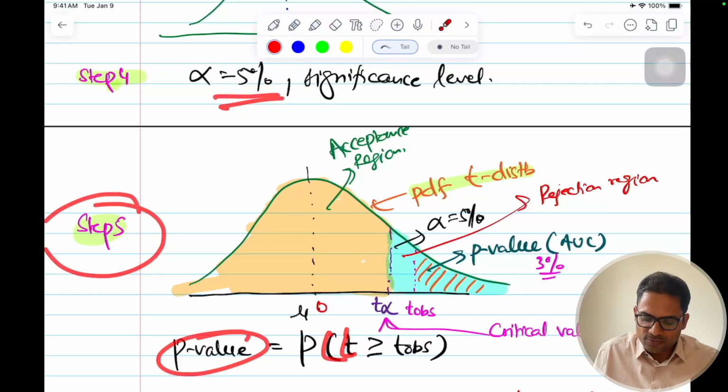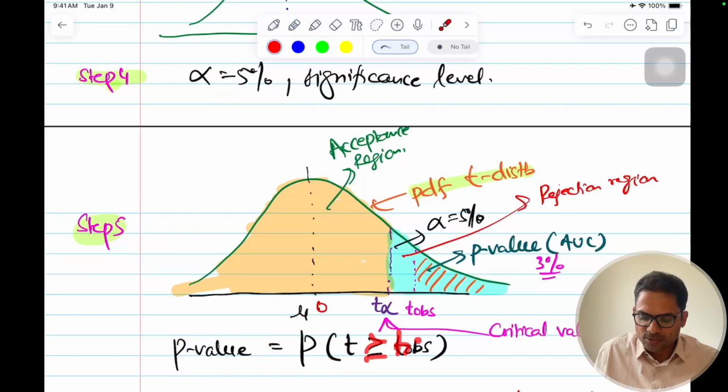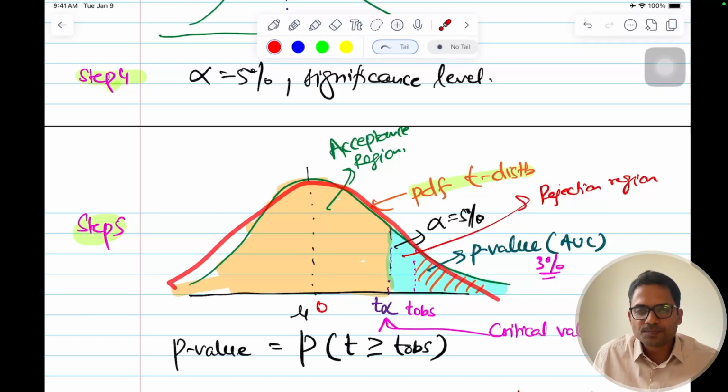P-value is the probability of seeing any test statistic that is greater than or equal to t observed. So here, this is my t observed, and this is the probability of seeing. This is a PDF of some test distribution. It can be a t distribution, normal distribution, chi-square distribution, depending upon the test we will have. Here it is a t distribution.